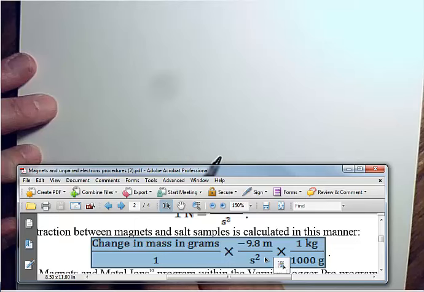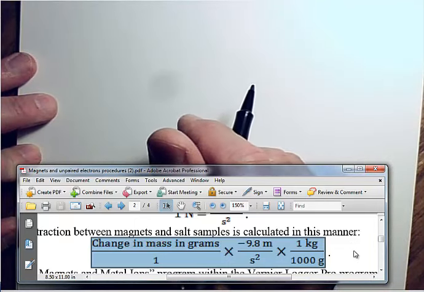Where have you heard that before? Nobody's heard 9.8 meters per second squared? Really? 9.8 meters per second squared. No, we didn't use it in this class. What?